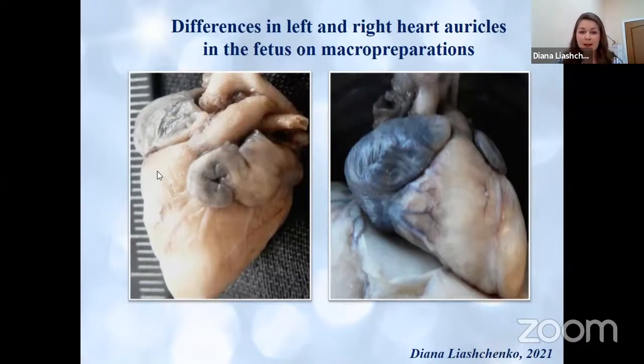For example, the left auricle in the fetal heart always has an interesting tongue-like shape. And its length on the left side is comparable with the length of the left atrium. And the right auricle in the fetal heart has a triangular shape with a wider base and an acute apex. The sizes of this right auricle are comparable with the sizes of the right atrium. It is very interesting and it's typical for the fetal heart.